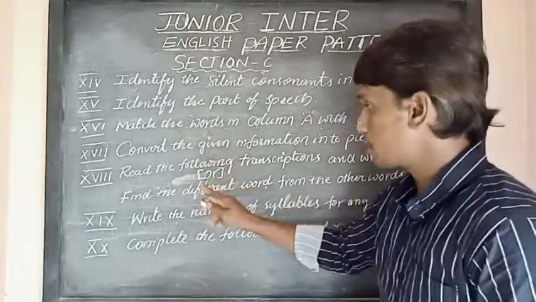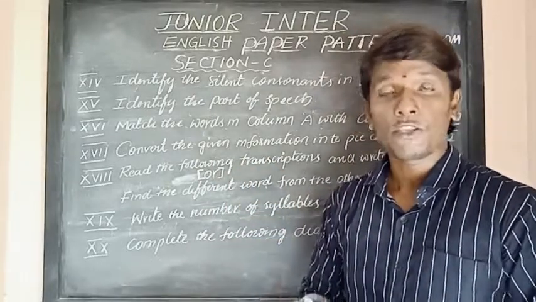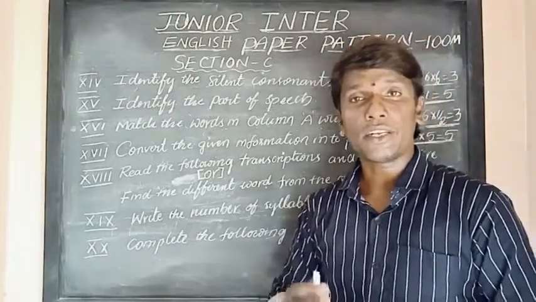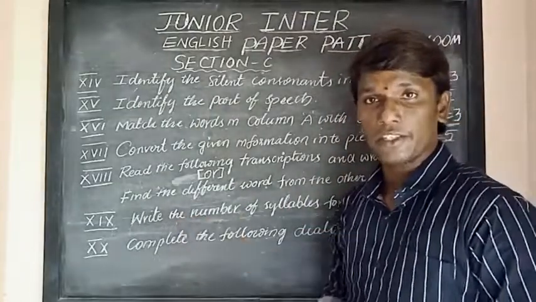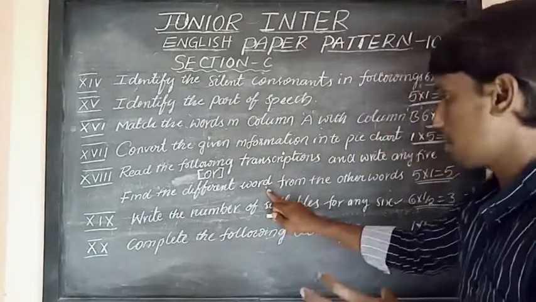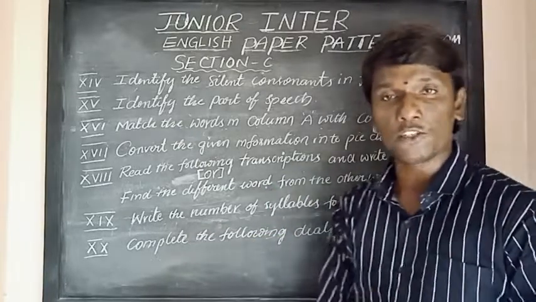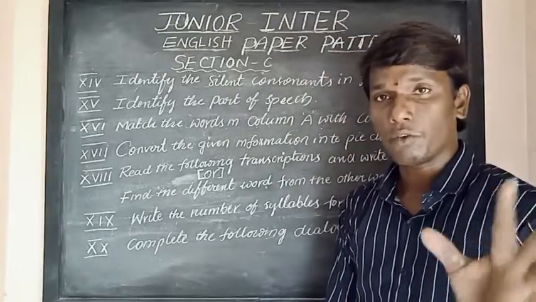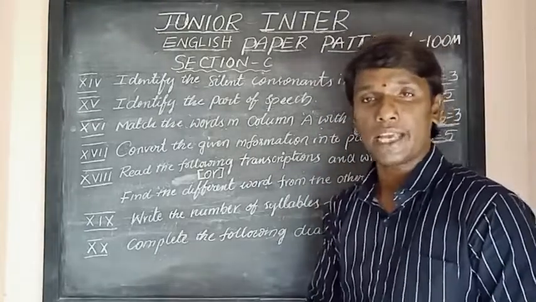Now the 18th question is read the following transcription. This is a purely phonetic transcription. If you are not capable enough to identify the ordinary words from the phonetic transcription, you can go for selecting odd sounds. This is the very easiest way to score 5 out of 5. Now the 19th question is write the number of syllables, as I already told you: monosyllabic, disyllabic, trisyllabic, tetrasyllabic, pentasyllabic words. And now the 20th question is complete the dialogue.